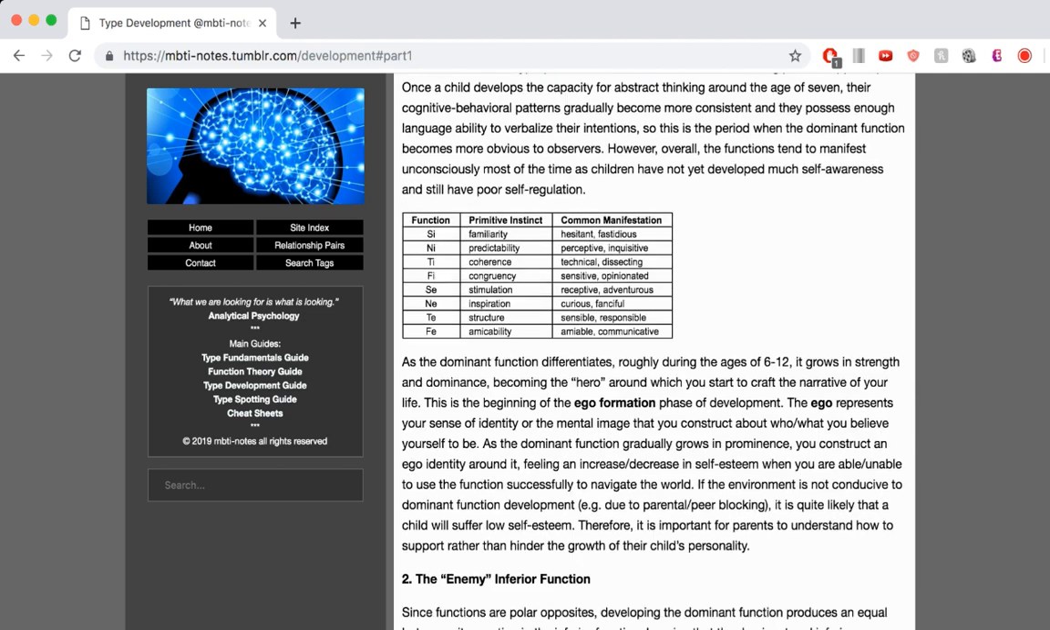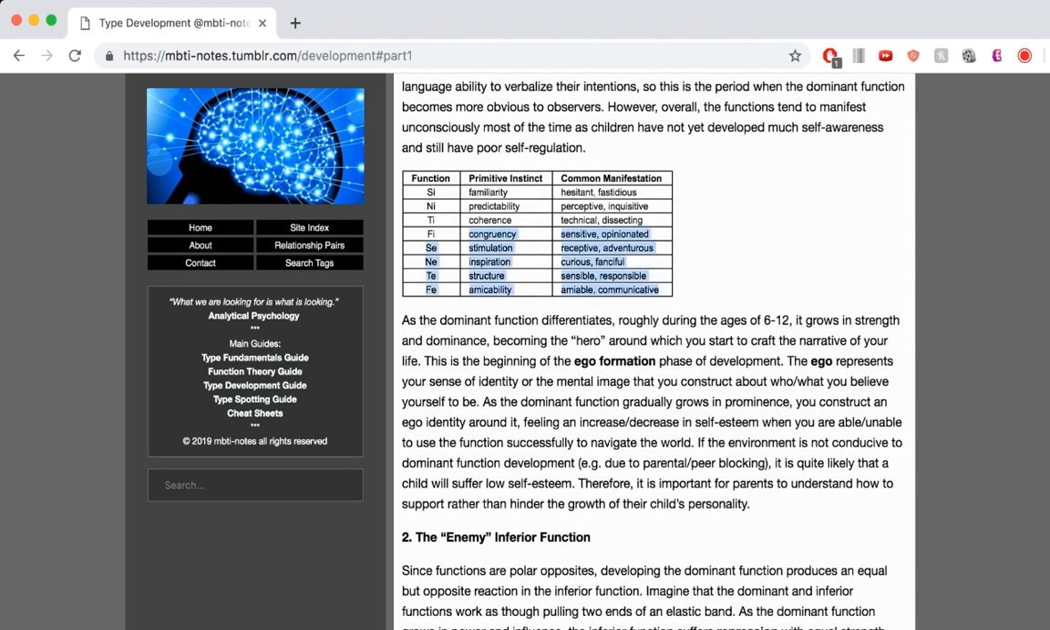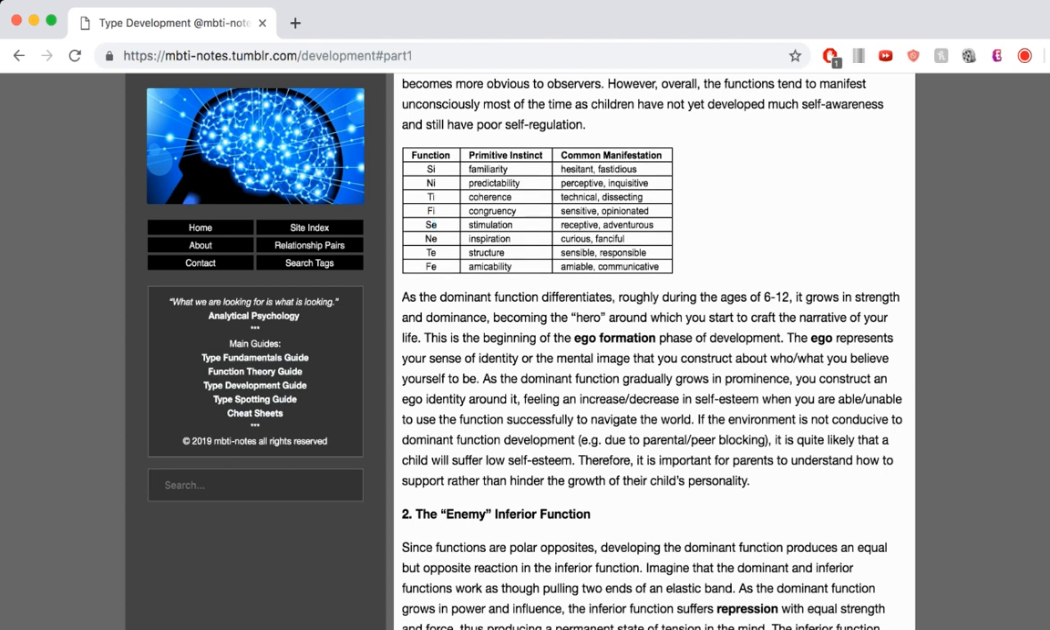So as a reminder, there are 8 cognitive functions, and they're listed here. There's one for sensing, intuition, thinking, and feeling, and there's an extroverted one and an introverted one. If it ends with an I, it's introverted; ends with an E, it's extroverted. And over here is just a one-word summary of each of them. SI is familiarity, NI is predictability, TI is coherence, FI is congruency, SE is stimulation, NE is inspiration, TE is structure, and FE is amicability.